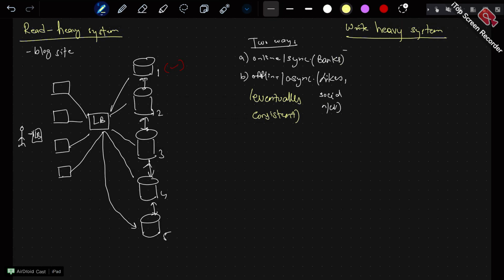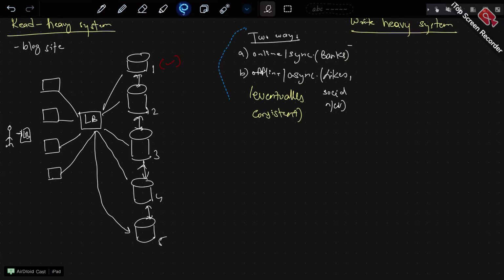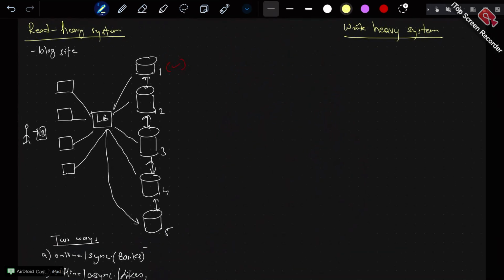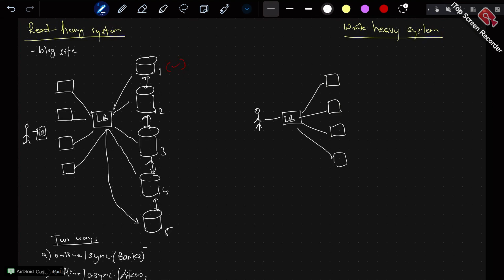Now in the case of a write heavy system, what we do is, just a minute. In a write heavy system, you have a client over here making a load. That's normal: API gateway, load balancer, your application server. In any system design interview, if you don't know anything, just draw this diagram. You will at least show the interviewer that you know something.